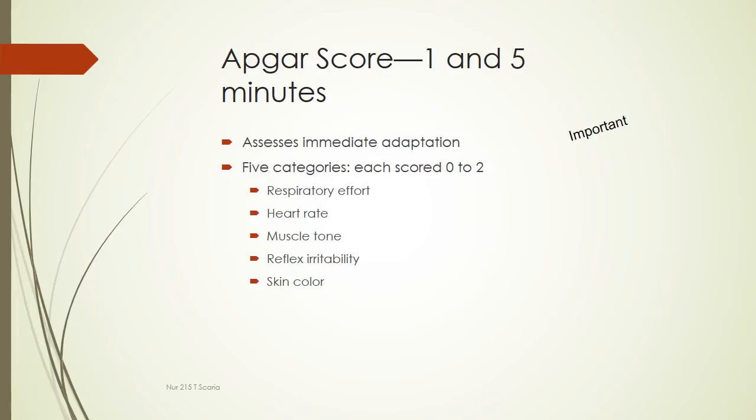The APGAR score we have discussed during the first day of clinical, and it is also available under the video, the first 10 minutes assessment. So please watch that too. There are 5 categories in this APGAR score, each scored 0 to 2, which are respiratory effort, heart rate, muscle tone, reflex irritability, and skin color.